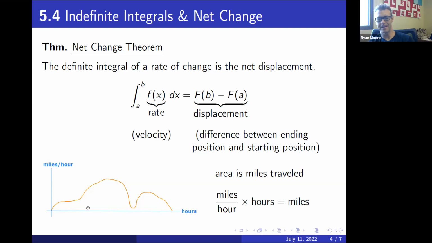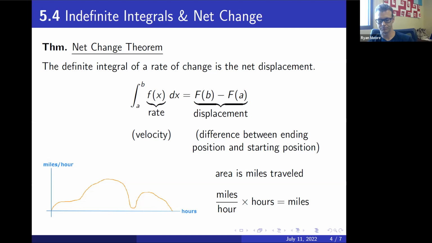What would all that area represent? It turns out, we can see it right here, the area is the miles traveled. Why is that? Well, if we think about the area as simply base times height, or length times width, we've got miles per hour times hours, and it gives us miles. So there you go. That's pretty cool.